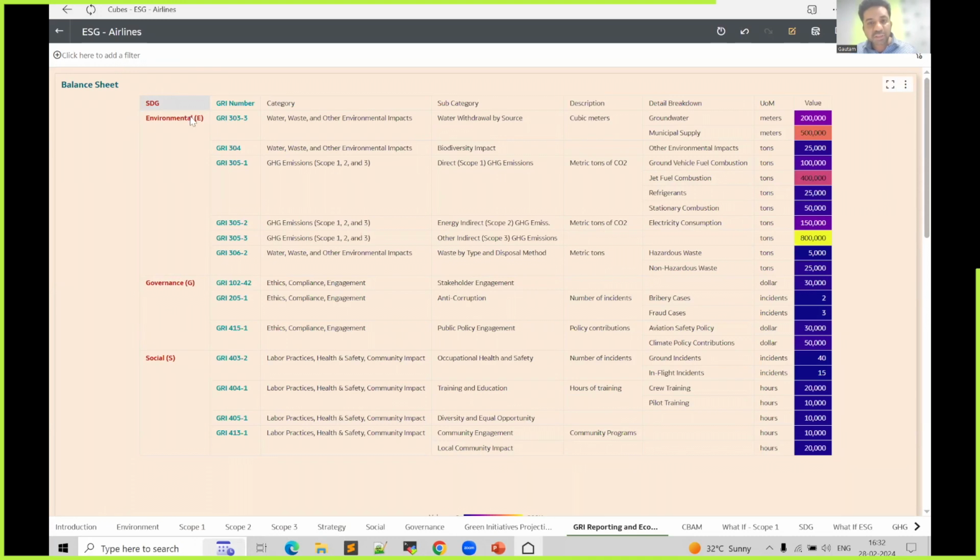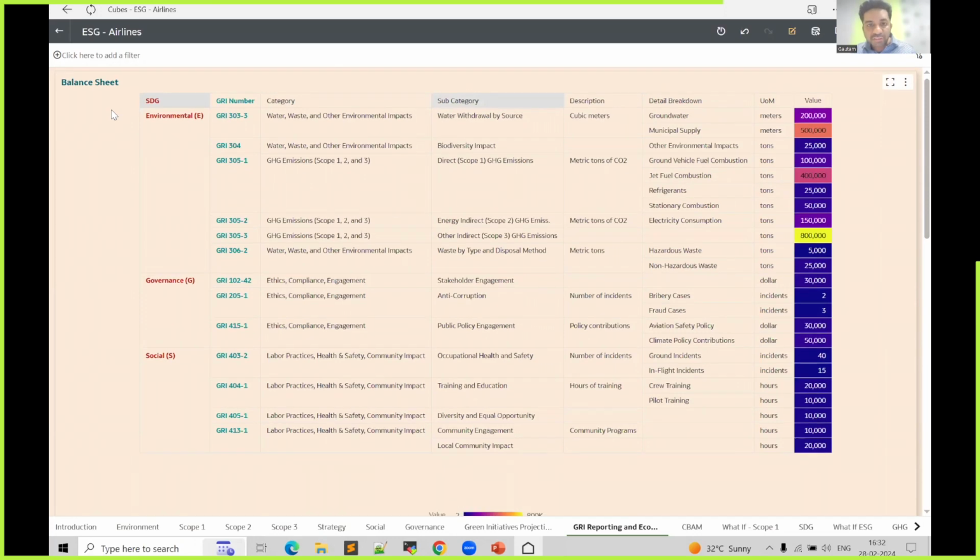So in the balance sheet, if I had to quote an example, you're looking at the water consumption in different areas, whether I'm getting an X percentage of water from my municipal supply, or whether a Y percentage is coming from groundwater, which becomes part of my balance sheet.